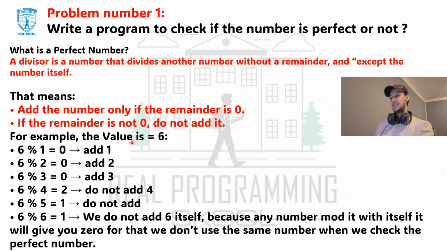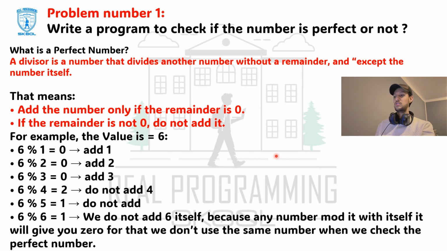After that, take the three numbers 1, 2 and 3, which give 0 when we mod them with 6, the value that we read from the user on screen. We add these three numbers to each other, and 1 plus 2 plus 3 gives us 6. Then we check with an if conditional statement: if 6 equals 6, print the string, this is a perfect number. If not, print, it's not a perfect number.